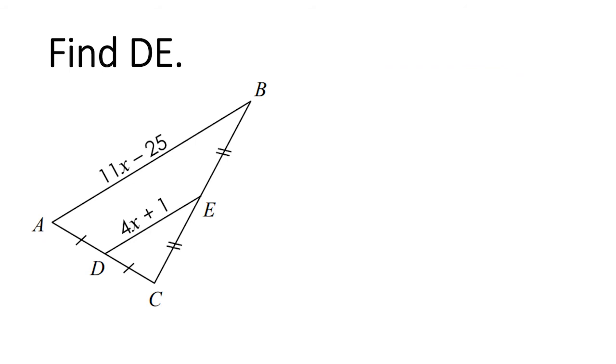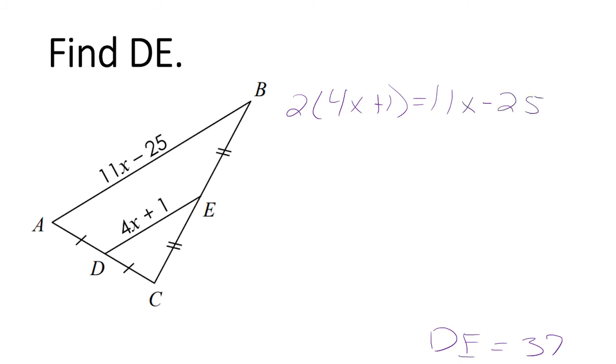All right, so we can set up an equation here. So hopefully you got it correct. You should have gotten DE is equal to 37. So let's see how we got there. All right, so DE is the mid-segment, AB is that third side. And so our equation we could set up would be 2 times 4x plus 1, because twice the side DE would equal AB, because DE is half of AB. So this is the equation we could set up.